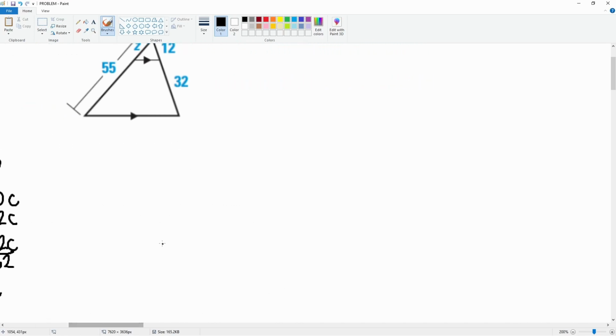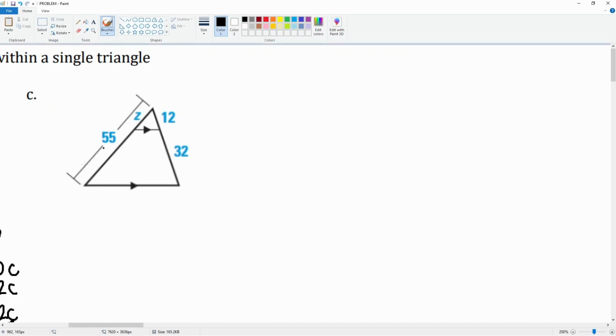Let's do the right hand side here. So the entire left side is 55. So therefore this small piece is going to be 55 minus Z. Because if you take out that small Z part, that's what's left, 55 minus Z. All right, so I'm going to make this blue. Then the top part's going to be red. The bottom part's going to be blue.